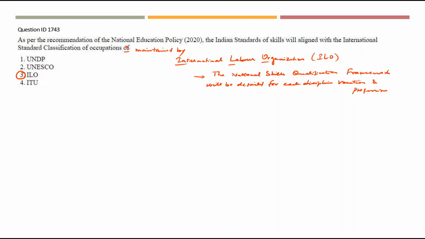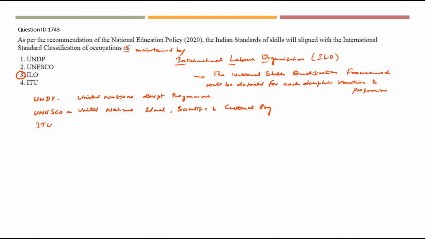Now we'll just see the full form of UNDP. UNDP is United Nations Development Program. UNESCO is United Nations Educational, Scientific and Cultural Organization. ITU is International Telecommunication Union.